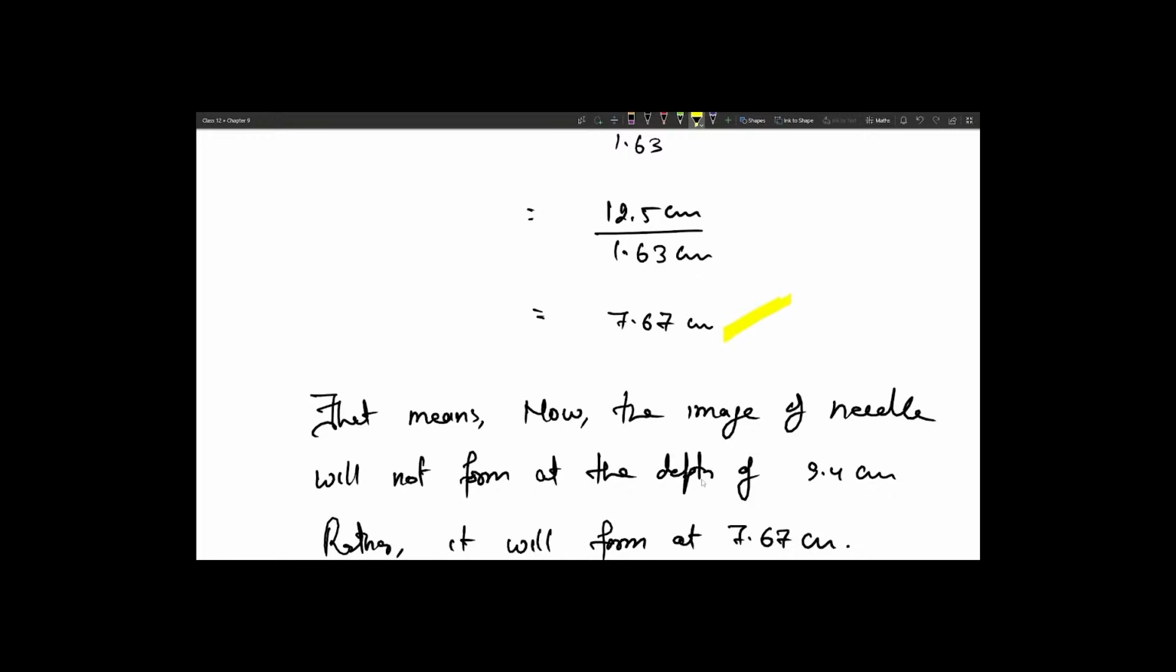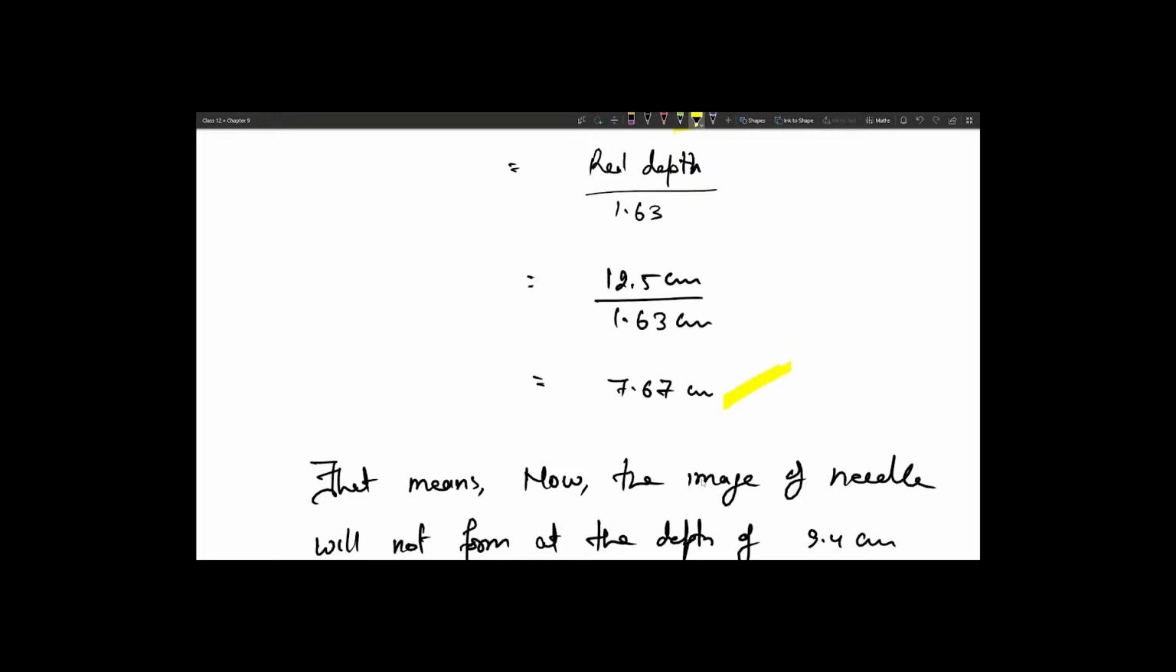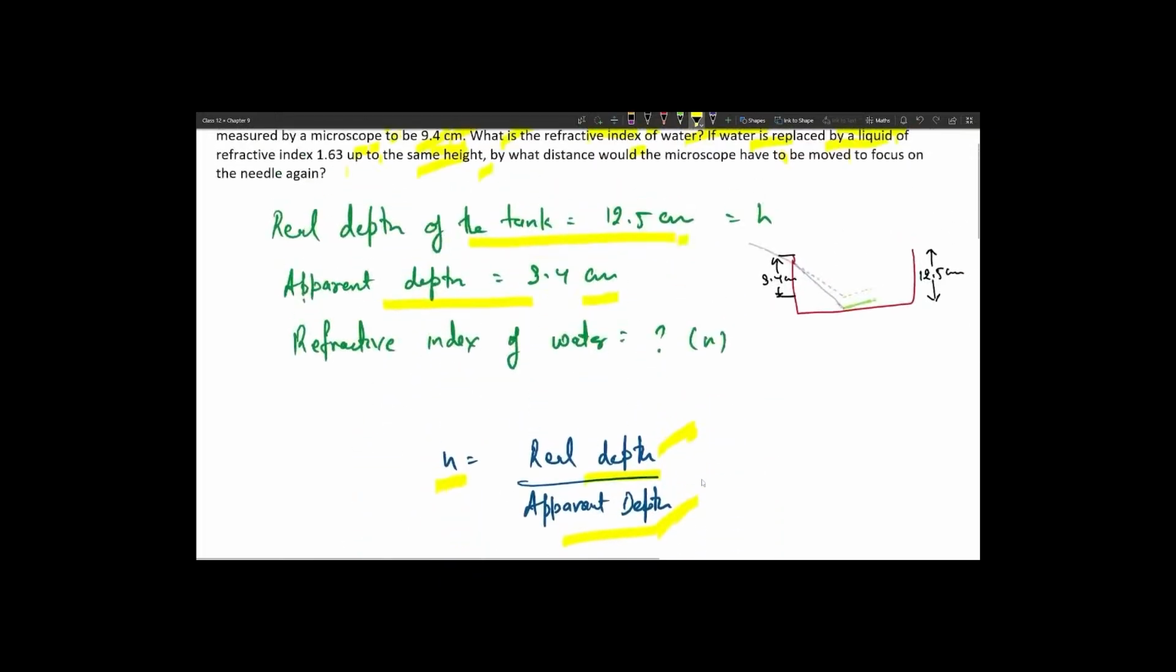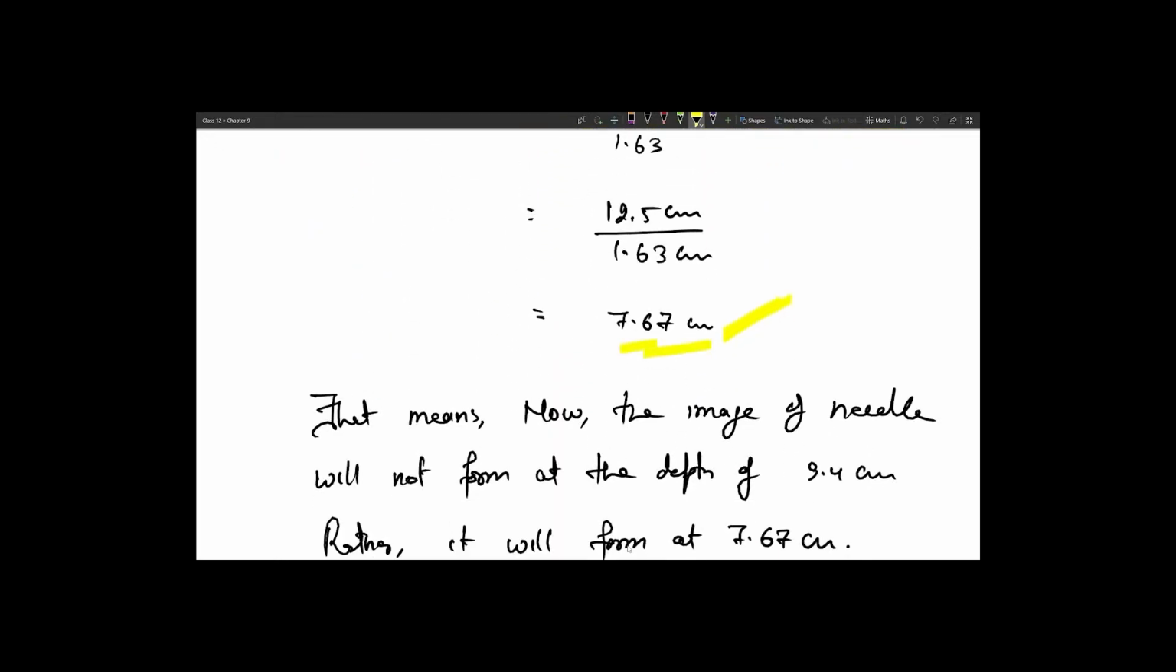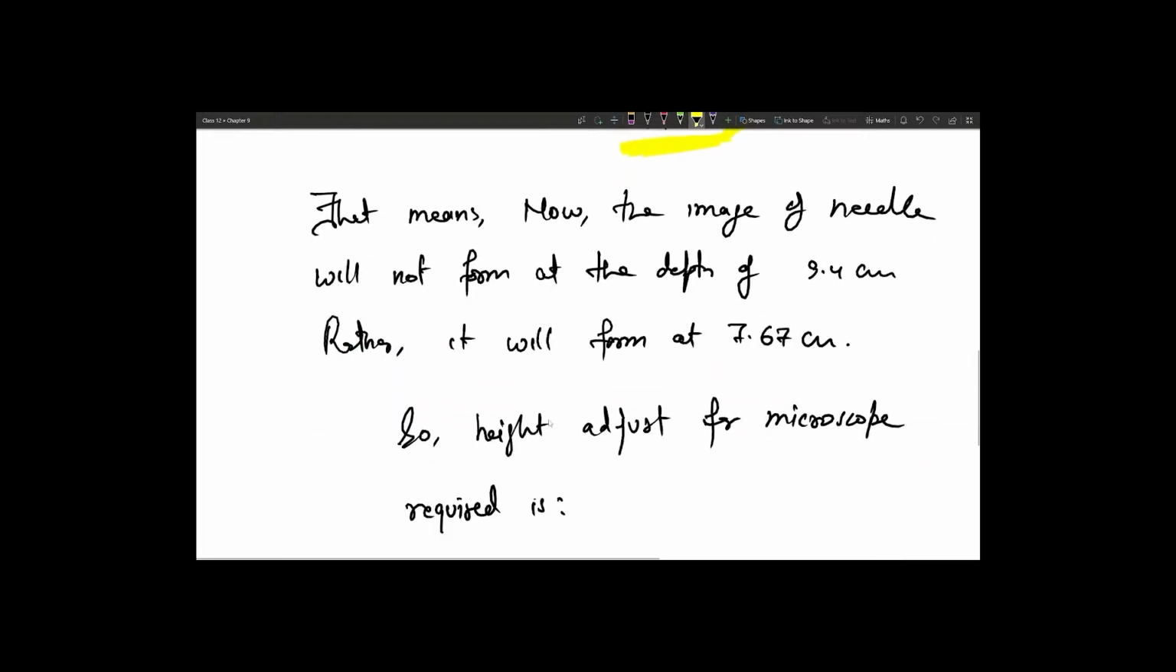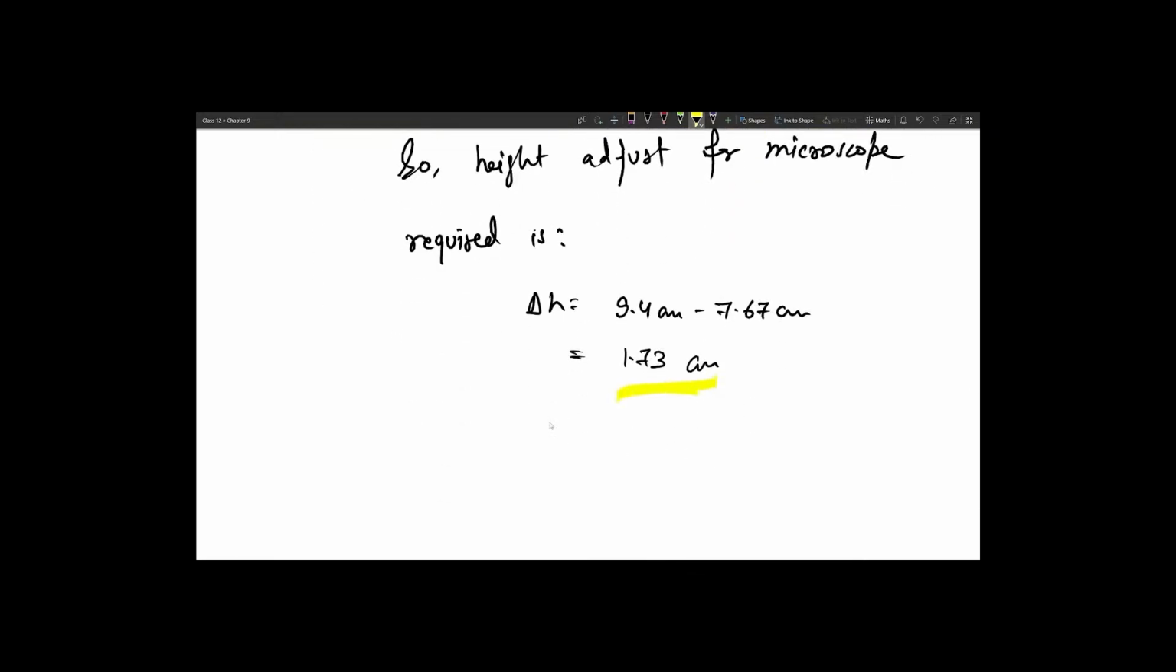Now this means that the previous apparent depth was 9.4 centimeter as given. The new apparent depth is going to be 7.67 centimeter. So the question was asking what distance should we move the microscope so that it can focus again. The difference of these two apparent depths is the distance by which we need to move it so that we can focus again. So the difference between 7.67 and 9.4 centimeter is going to be equal to 1.73 centimeter.